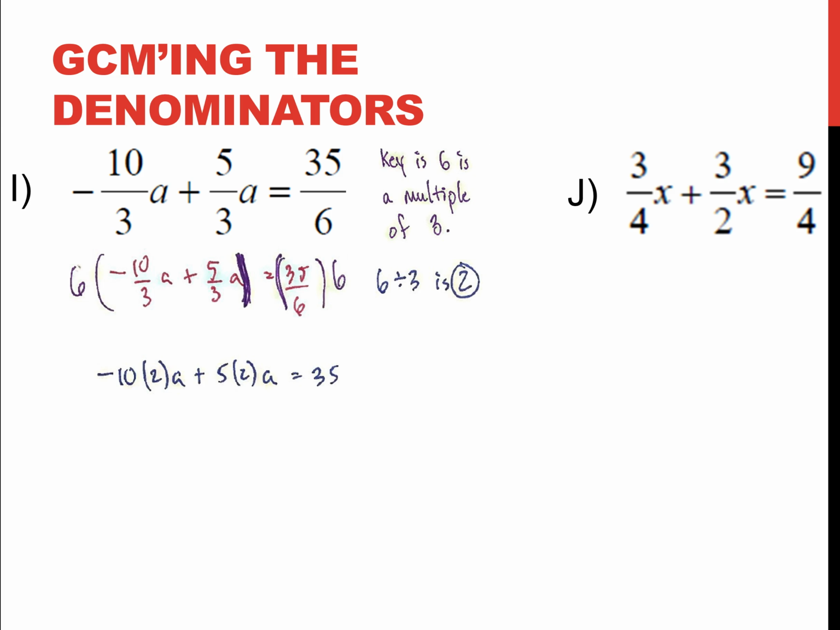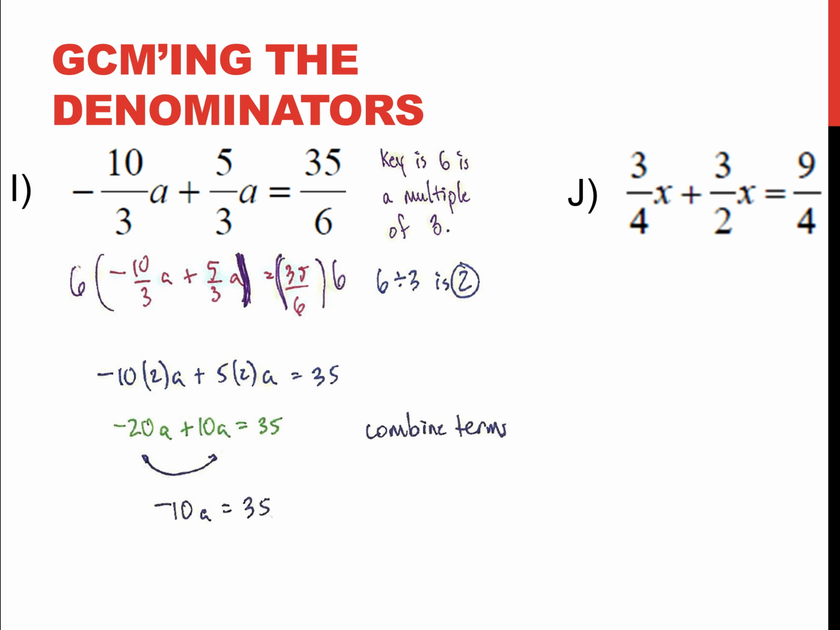So now this is a multiplication problem. Negative 10 times 2 is negative 20. 5 times 2 is 10. So I have negative 20A plus 10A equals 35. I can combine the terms. So negative 20A's plus 10A's is negative 10A. That equals 35. So negative 10A equals 35.